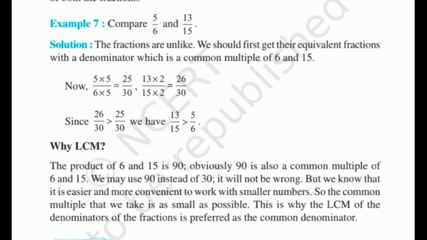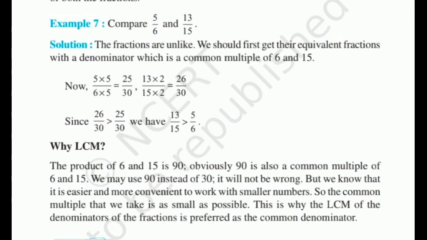Example 7. Question A. Compare 5 by 6 and 13 by 15. Solution. The fractions are unlike. We should first get their equivalent fractions with the denominator which is a common multiple of 6 and 15. Now 5 by 6 can be written as 25 by 30, and 13 by 15 can be written as 26 by 30, as we multiplied 5 by 5 and 13 by 2. Since 26 by 30 is greater than 25 by 30, we have 13 by 15 is greater than 5 by 6.